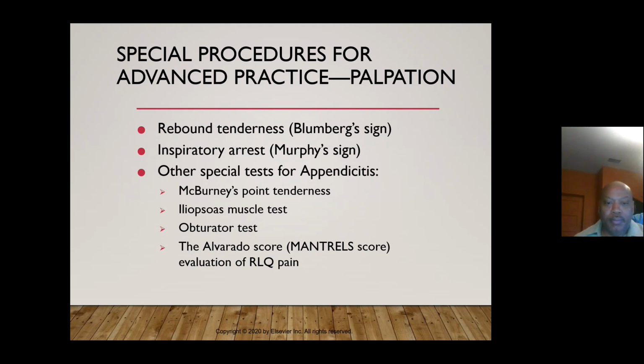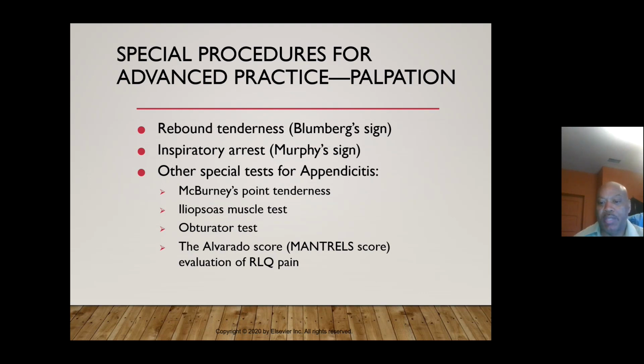So what we want to do is choose a site remote from the actual painful area. We hold the hand at about a 90-degree angle, perpendicular to the abdomen. Then we push down slowly and deeply. And then we lift up quickly. This makes structures that are indented by palpation rebound suddenly. A normal or negative response would be no pain upon release of pressure.